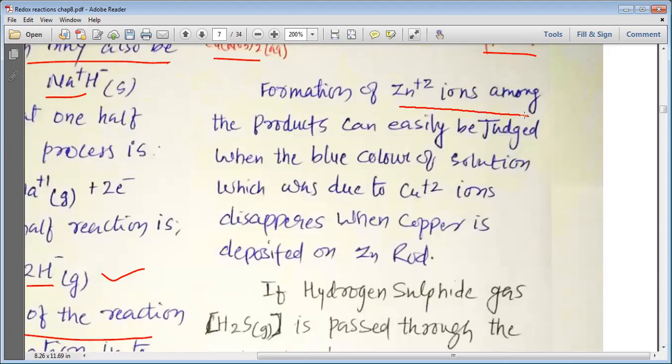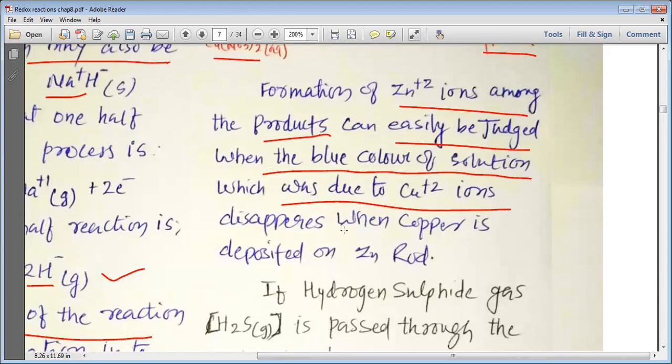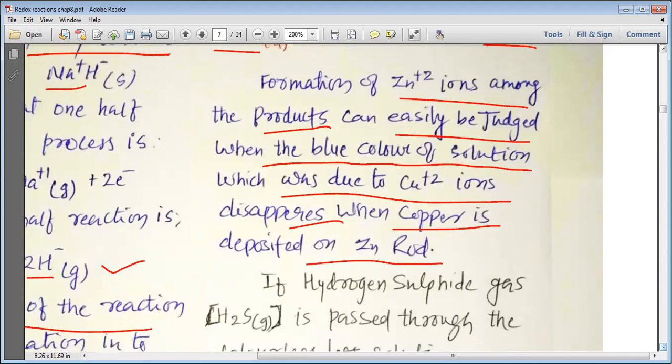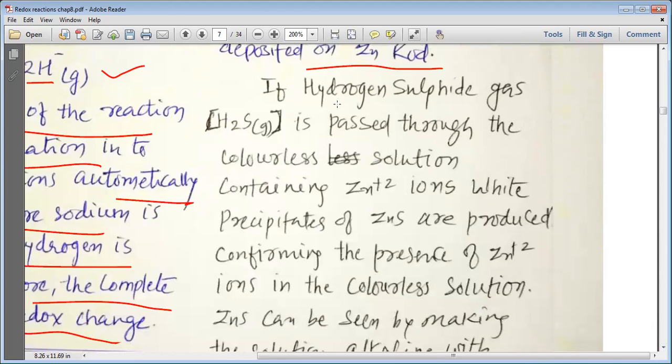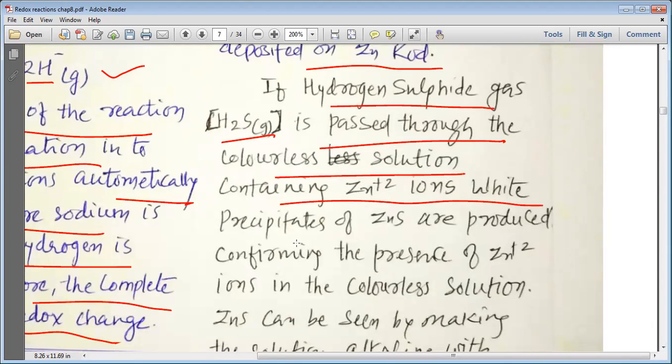Formation of Zn2+ ions among the products can easily be judged when the blue color of the solution, which was due to the Cu2+ ion, disappears and when copper is deposited on the zinc rod. If hydrogen sulfide gas, that is H2S gas, is passed through the colorless solution containing Zn2+ ions, white precipitates of ZnS are produced, confirming the presence of Zn2+ ions.